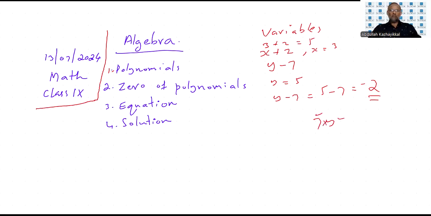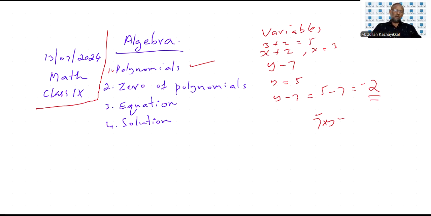I think there is no confusion about what is algebra and what is an algebraic expression. Now in class 9 you will see polynomials. What is a polynomial? It is an algebraic expression, a special kind of algebraic expression.